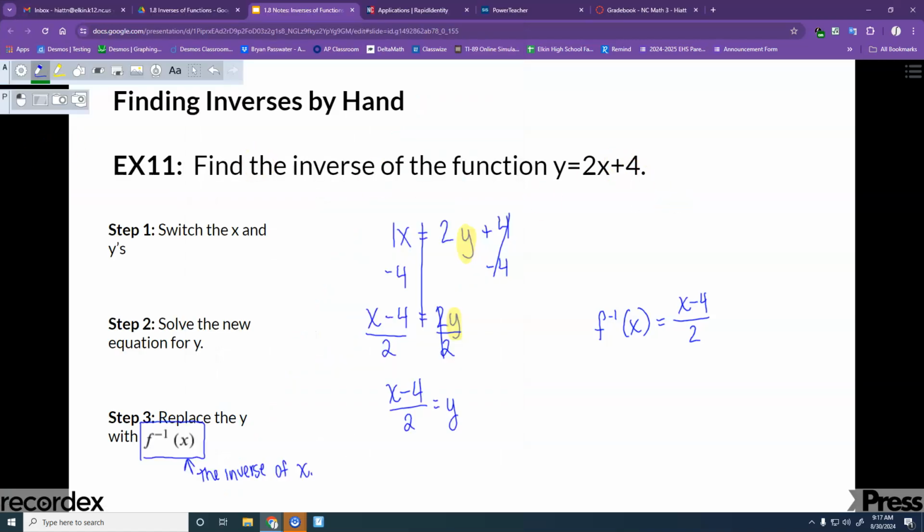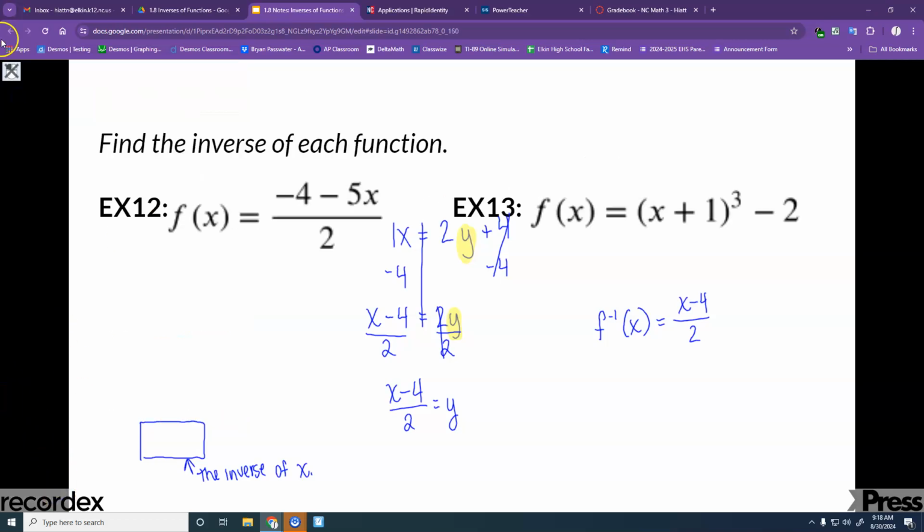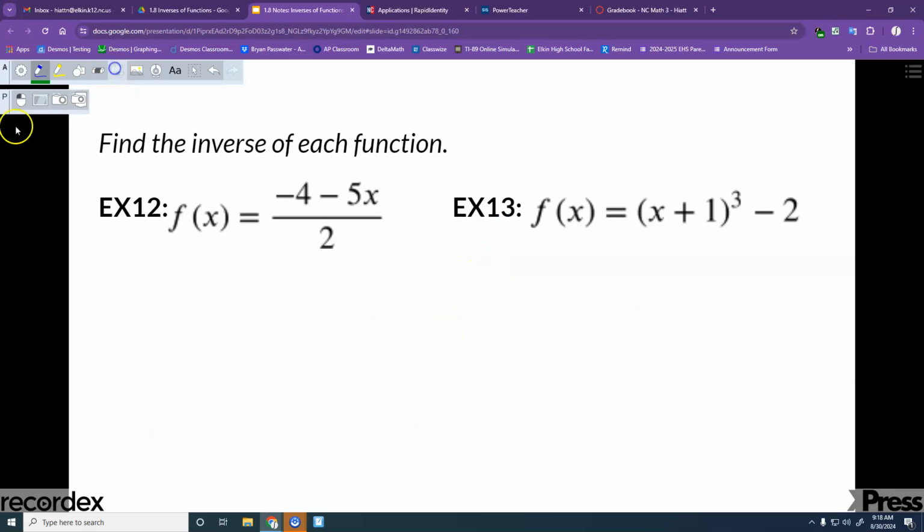Okay, so let's continue on. We got 2 more that we're going to find the inverse of. Let's do number 12. For number 12, this one they used f of x notation. But f of x pretty much is your y. You can think of it as your y. So we need to switch x and y. So we're going to put x right here. X equals negative 4 minus 5y over 2. Oh boy, this one's worse, right? But the same thing's still true. You're trying to get that y right there by itself.